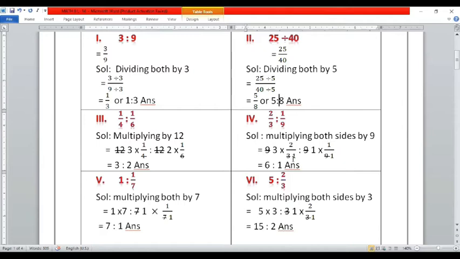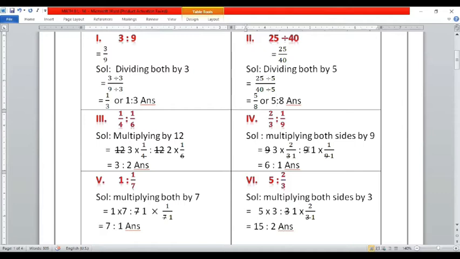Same, 3 can divide the 9 three times. So 3 can divide itself one time, and 3 can divide the 9 three times. Now here, 3 times 2, the answer will come 6. These two vertical lines show the ratio, I will write here.